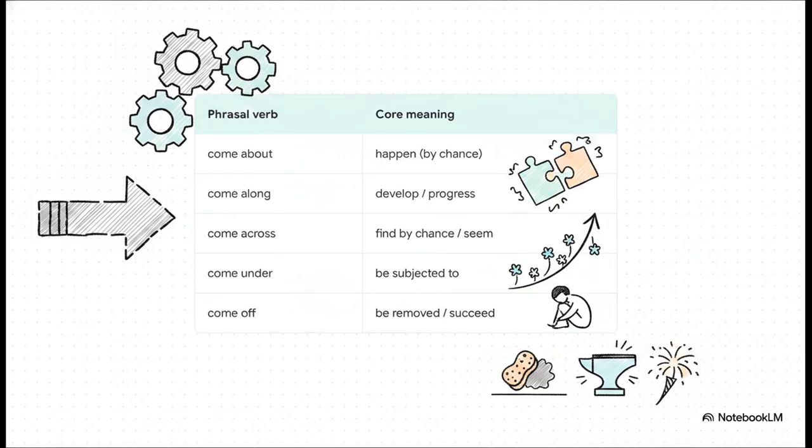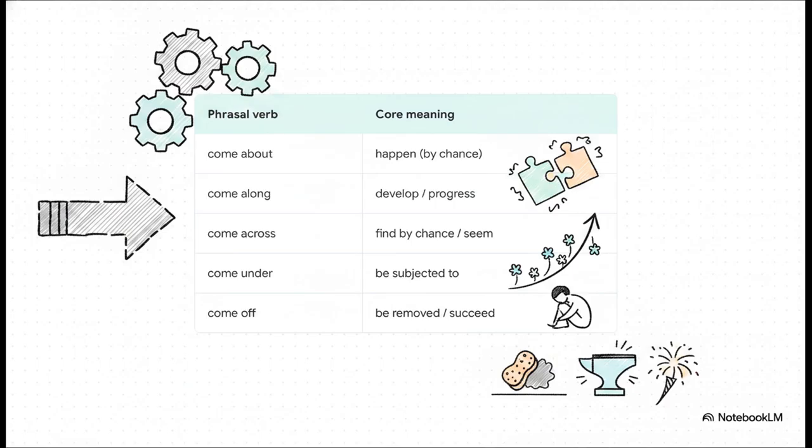Take the base verb come. On its own, it really just implies movement towards something. But the second we combine it, the whole vibe shifts. Come about suddenly means to happen, usually by chance, like a huge business merger coming about after two CEOs just happened to bump into each other. Come along means to develop or make progress, like a project coming along nicely.